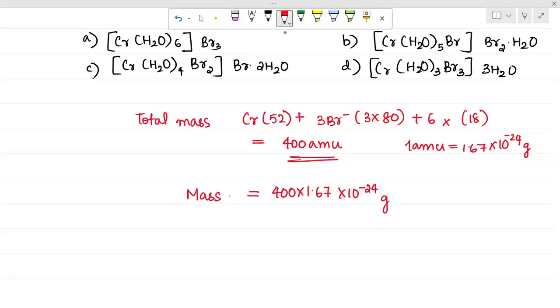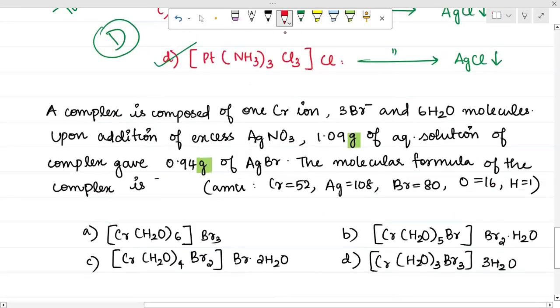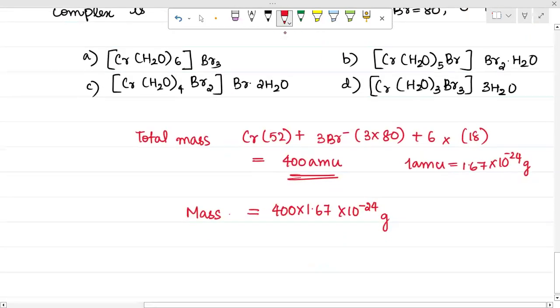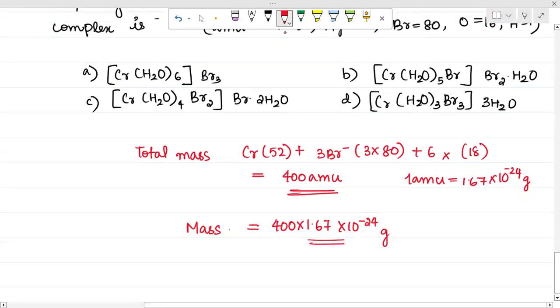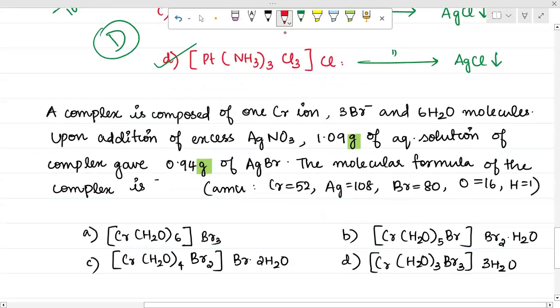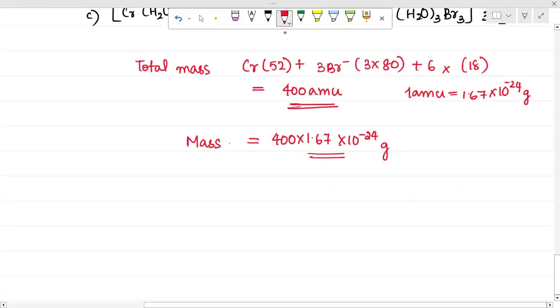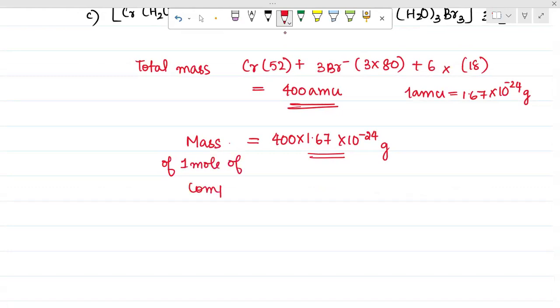From this particular mass of the complex, it is given that when AgNO3 was added, and 1.09 grams of the complex. So this corresponds to the mass of 1 mole of complex. But it was said that when this much amount of complex was put, this much amount of AgBr was precipitated. Okay, so this is the mass of 1 mole of complex. Are you getting my point?